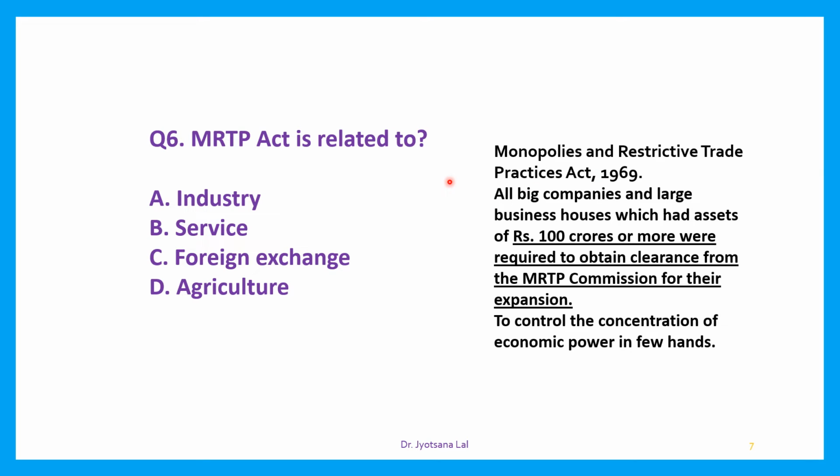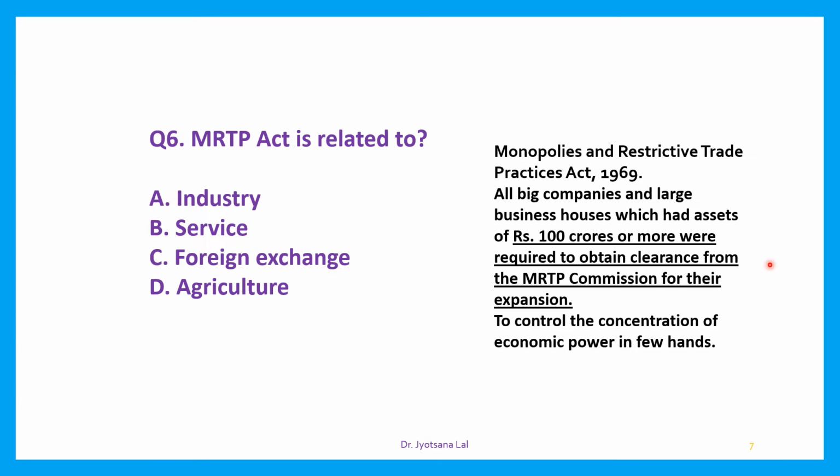Question इसके full form पे भी आता है, question इसके year पे भी आता है कि when this act was passed. Now what is this MRTP? What is the provision under this act? Actually, all big companies and large business houses which had assets of rupees 100 crores or more were required to obtain clearance from MRTP Commission for their expansion.